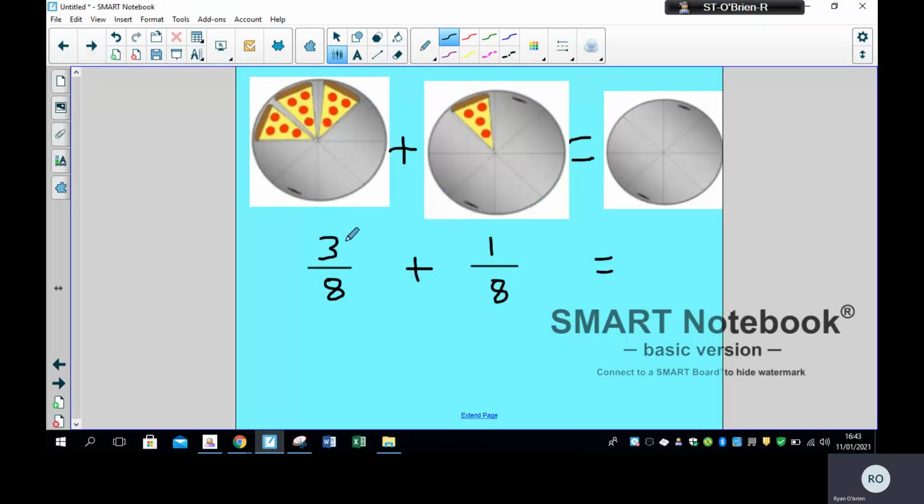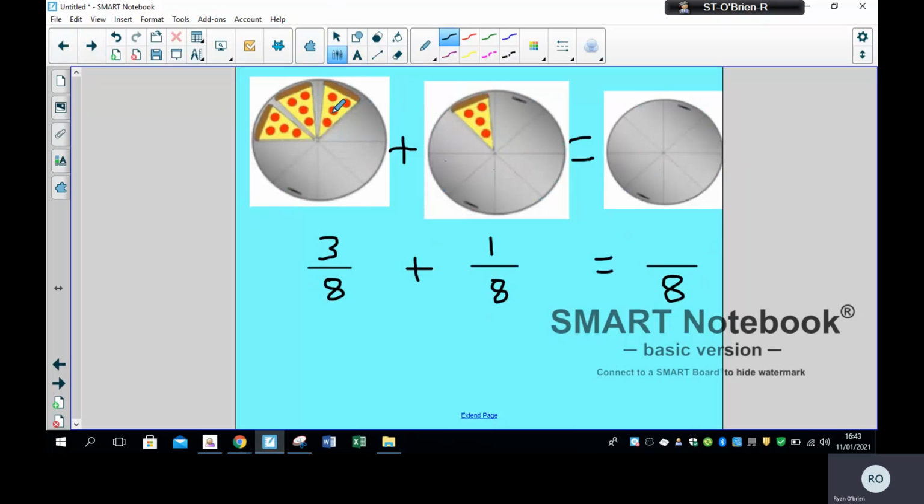In yesterday's lesson, when we were adding fractions, we said the denominator does not change, and that's correct. So if I'm adding 8ths, then I know the denominator for the answer is going to be 8, because it's still in 8 parts, isn't it?